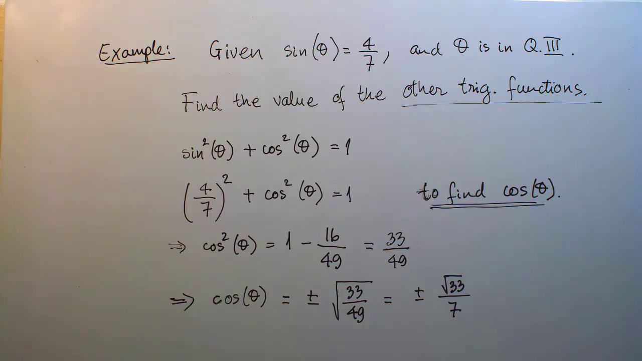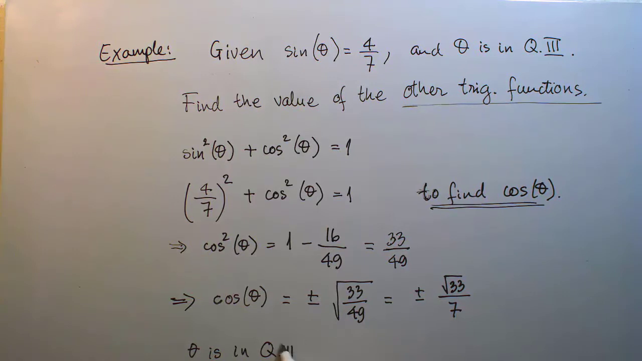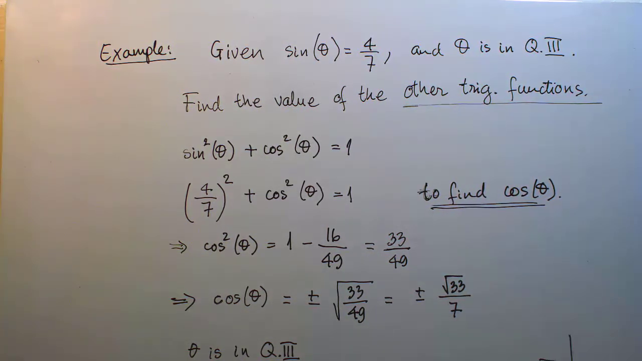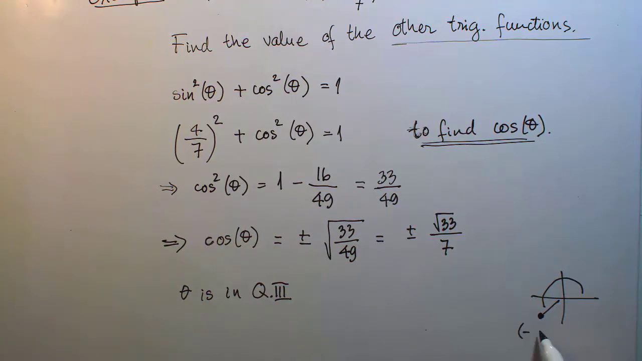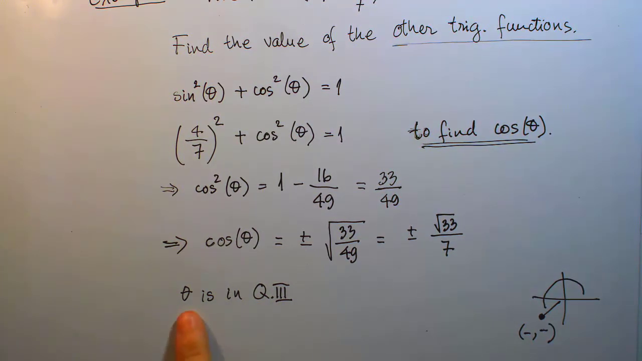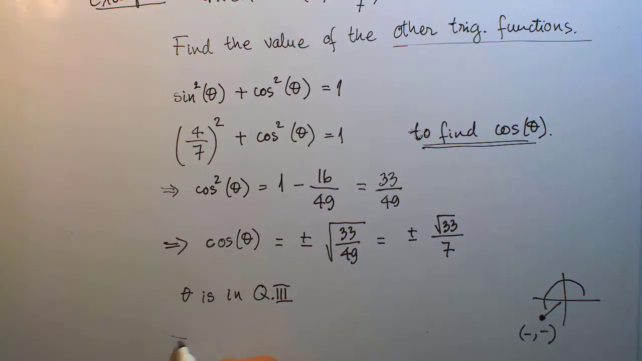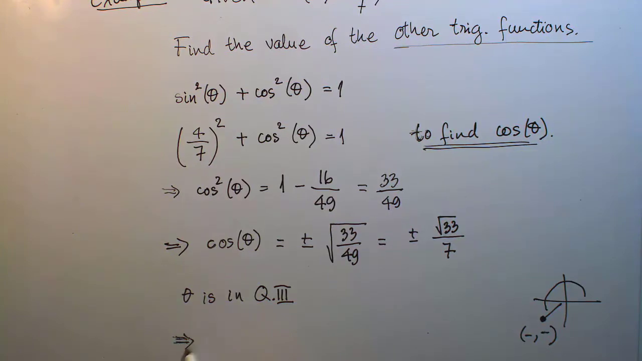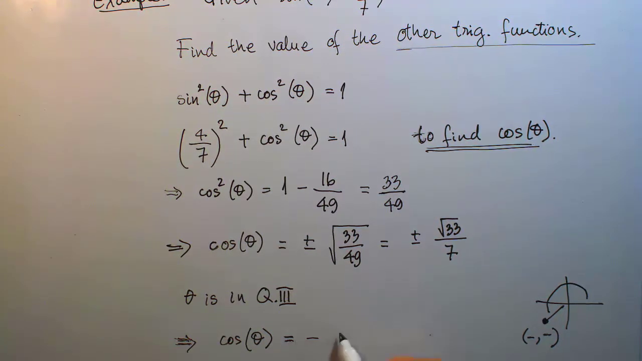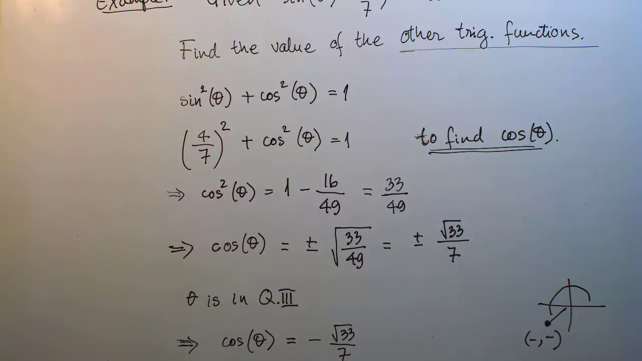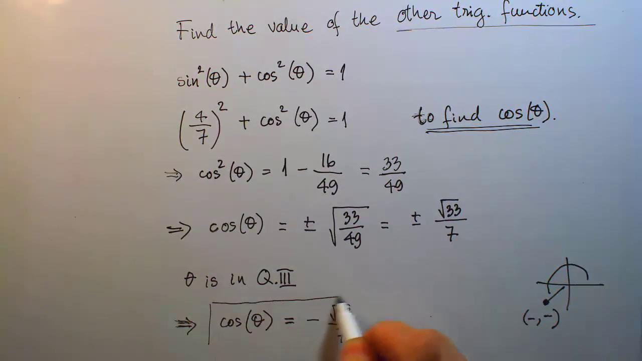Since theta is in quadrant 3, let's put in that reasoning right here. Theta is in quadrant 3, and quadrant 3, remind yourself, is down here. So any value down here has a negative value for x and negative value for y. And so in that way, being in quadrant 3 for theta, we are going to make our decision of using the correct answer for cosine theta. It would have to be negative square root of 33 over 7. And that is how we found the first other trig function.